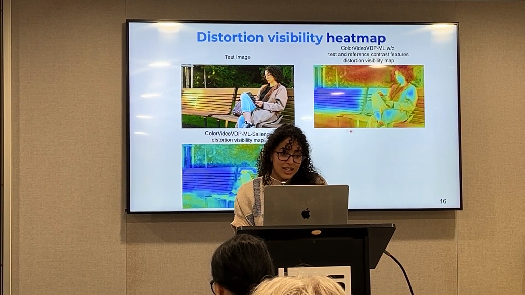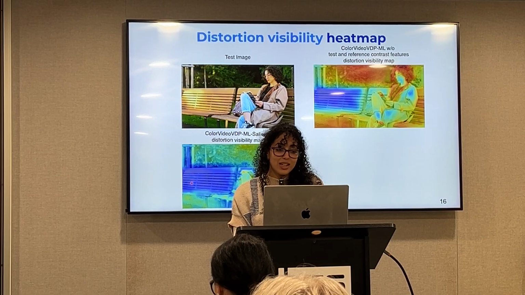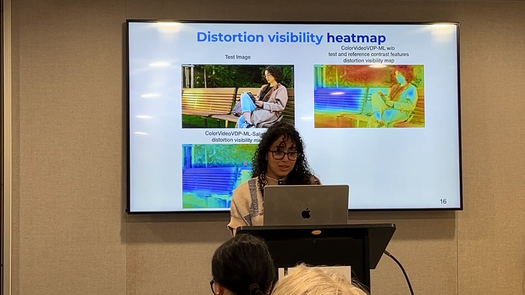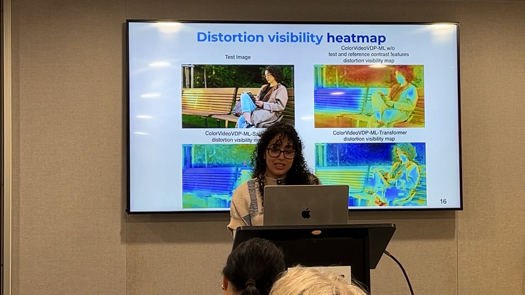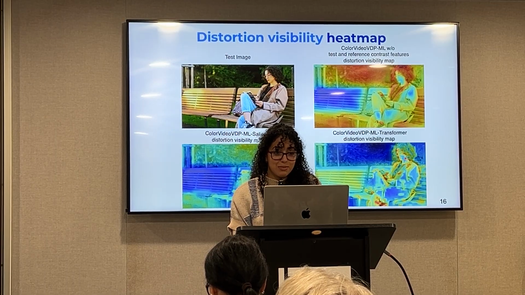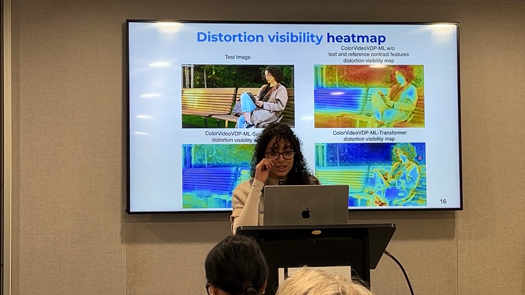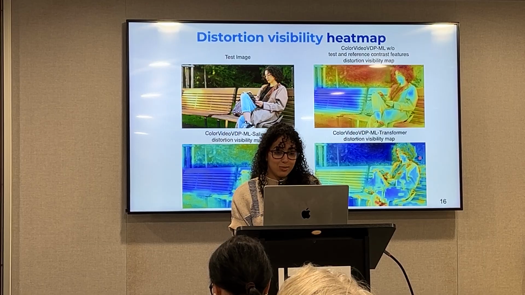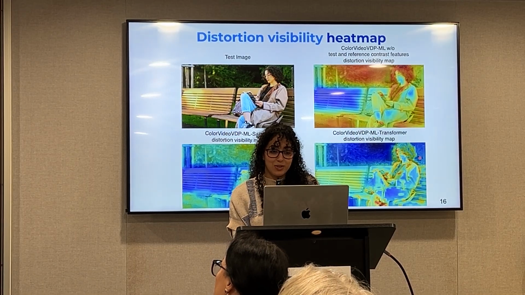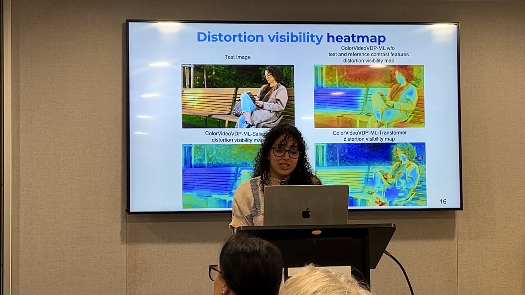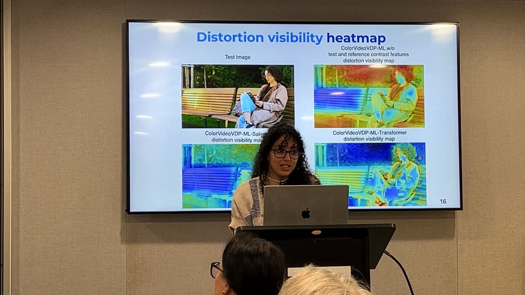ColorVideoVDP-ML saliency, on the other hand, penalizes the background less and focuses mostly on the foreground, but it still accounts for some distortion in the background. The ColorVideoVDP-ML transformer barely accounts for anything in the background and focuses mostly on the foreground. It also doesn't penalize much for distortion in high entropy textures, which is actually what we were looking for in our metric. This shows that ColorVideoVDP-ML transformer behaves more or less as we expect from an observer, focusing on the foreground and not noticing much difference in high entropy textures.